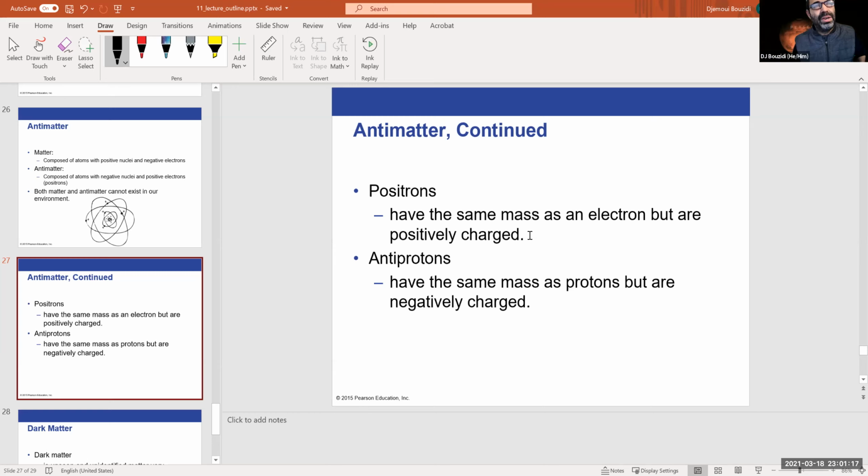So you can make them and you can watch them through their trajectories. They have the same mass as the electron. But if you put them in a magnetic field, instead of spiraling this way, they spiral in the opposite direction. So you know exactly that they exist and you know their properties exactly. Antiprotons have the same mass as protons, but are negatively charged. These too can be made, but these things are only in the laboratory right now. So we know they exist just like the other elements, and there's no problem with that.